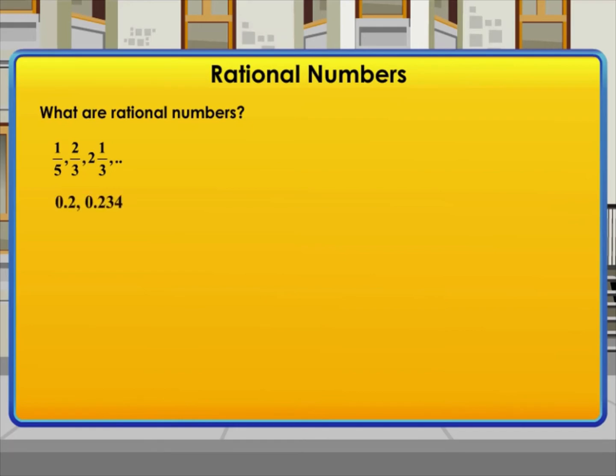In the same way, decimal numbers are also rational numbers. Each of such numbers can be written as an ordinary fraction and hence are rational numbers. For example, 0.2 can be written as 2 by 10. 0.234 can be written as 234 by 1000.